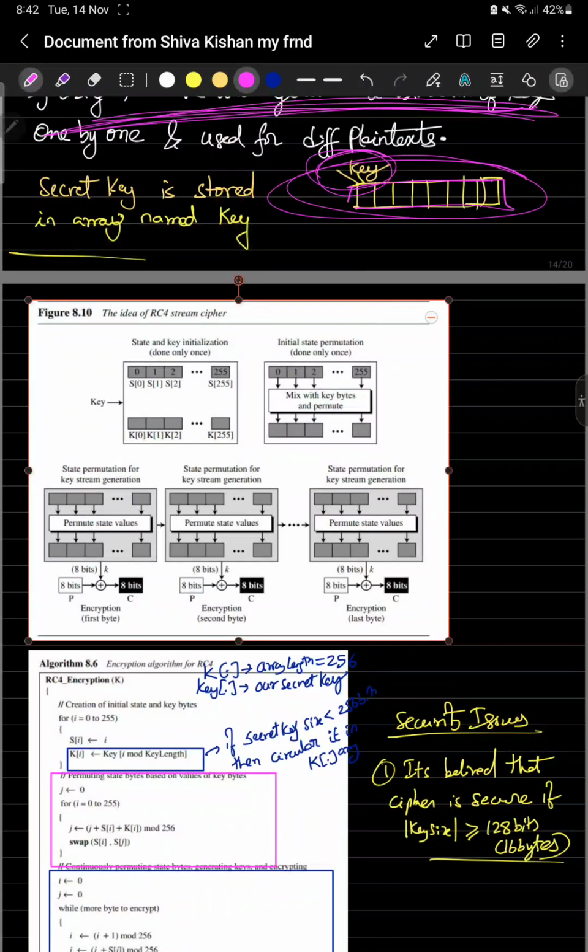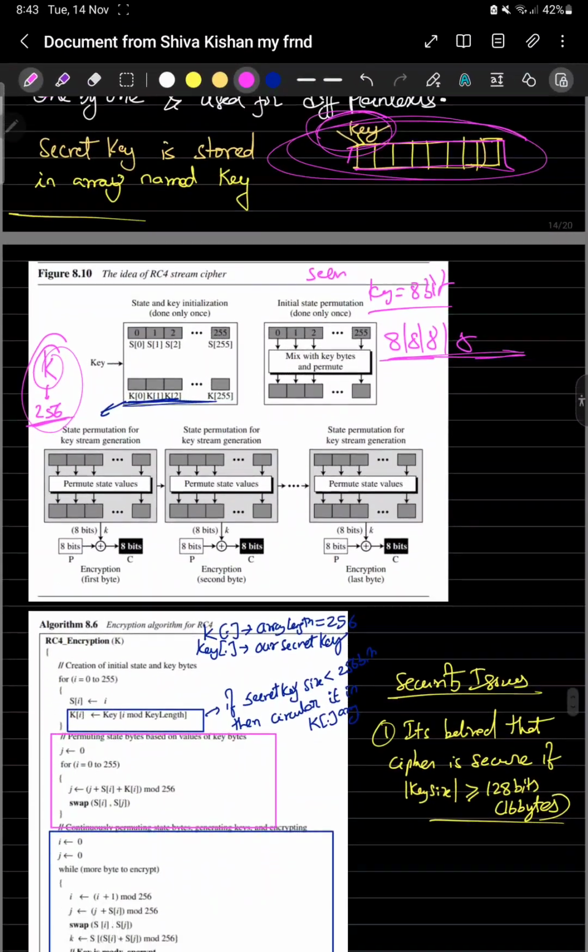Key size is 256, not bits. Suppose our key is 8 bits. How will you transform it into 256? Tell me. Simple. We will keep on repeating it until it becomes 256. If our shared secret key is only 8 bits, we will directly copy it as it is for K0 to K7, and after that we will repeat it, concatenated. Like that it will happen.